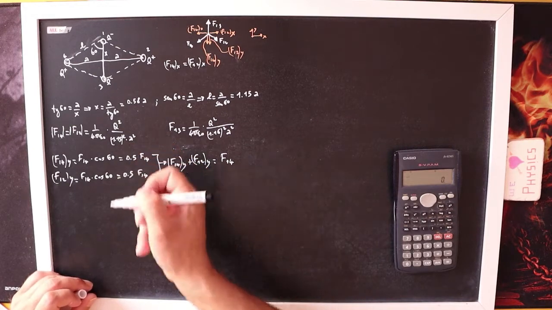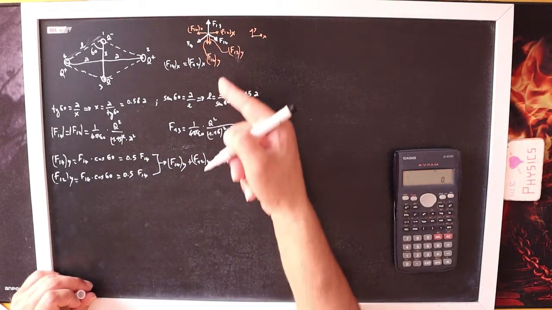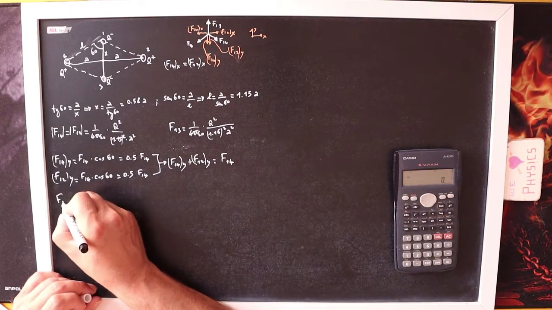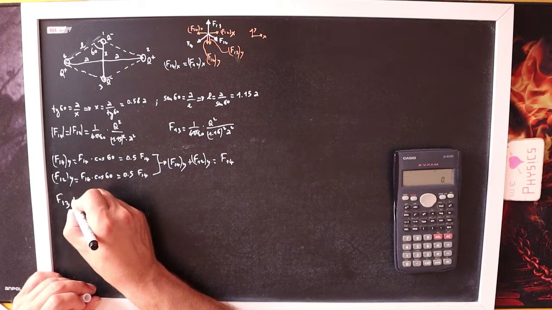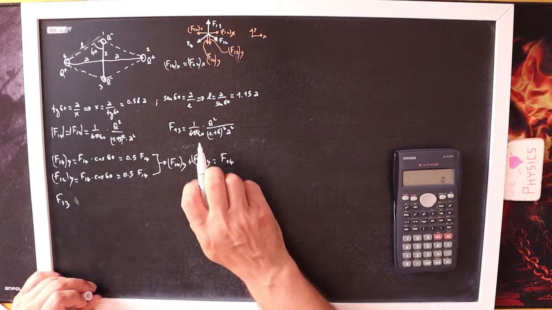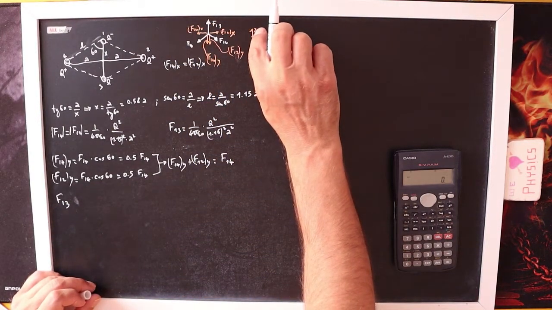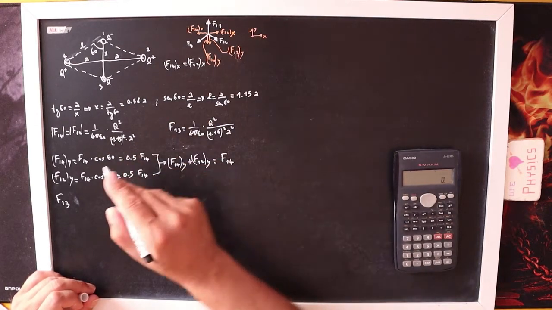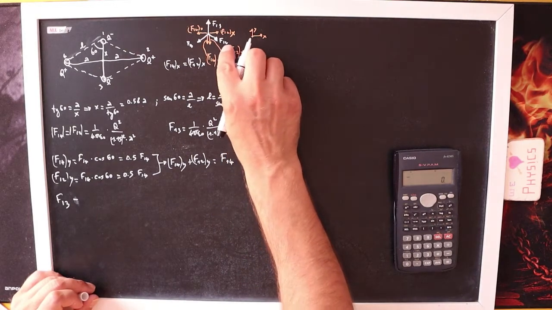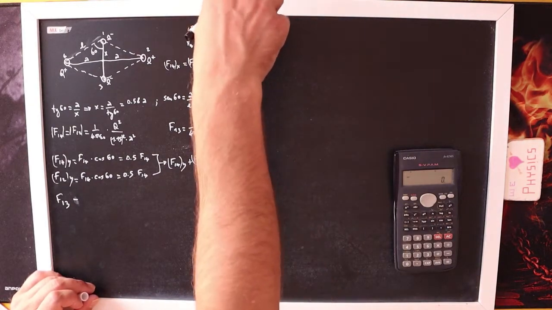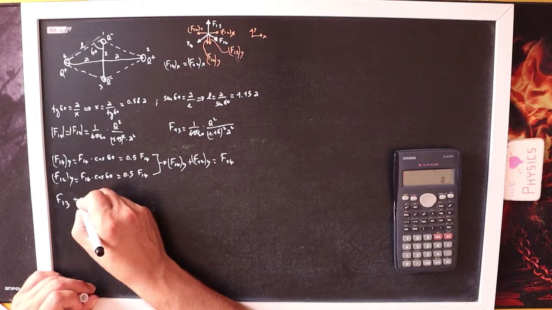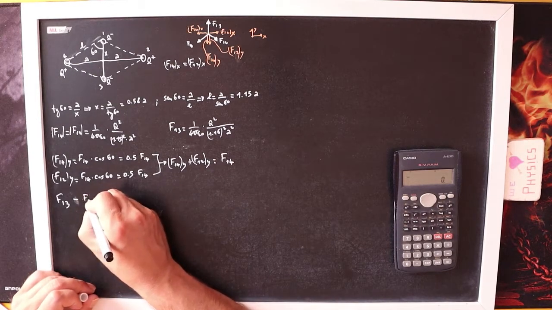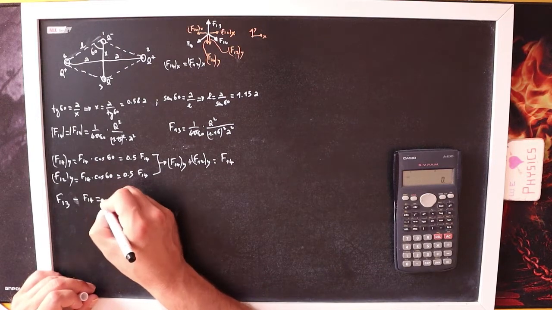But F14 is this. Therefore, if we make F13 plus, well, not plus, minus, because F13 is along the positive sign of y, whereas F13 and F14 point downwards. Okay, so minus the sum, it's F14.